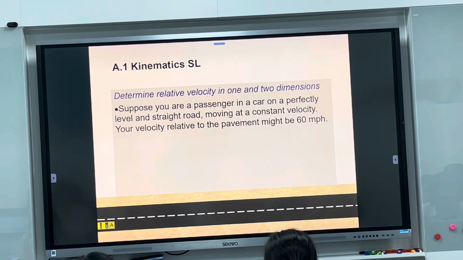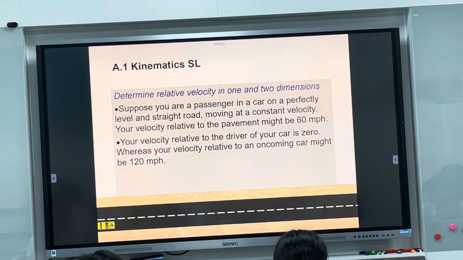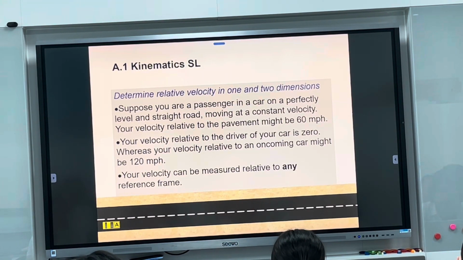Okay, so relative velocity here, just quickly went through.